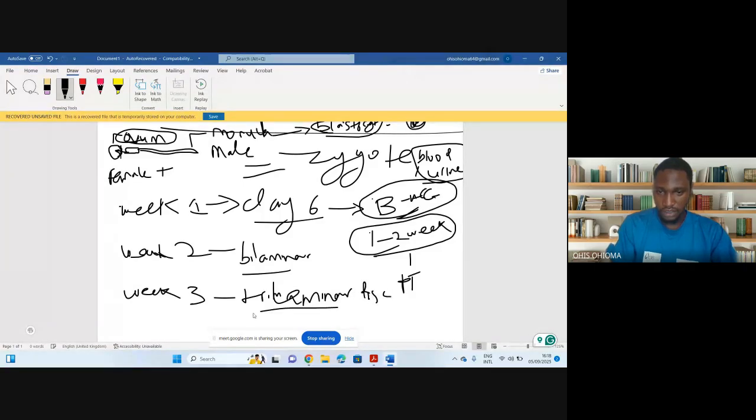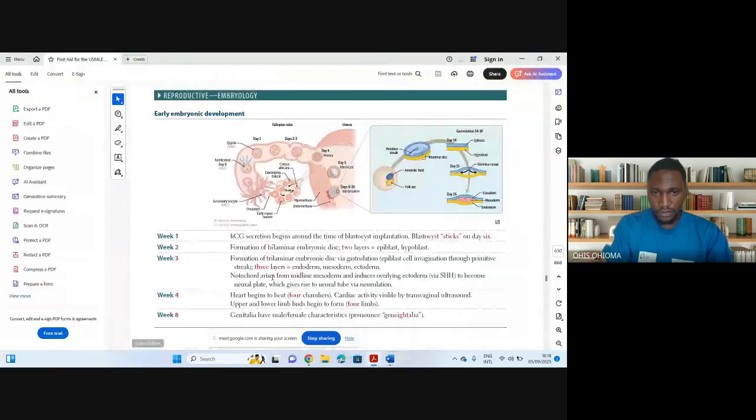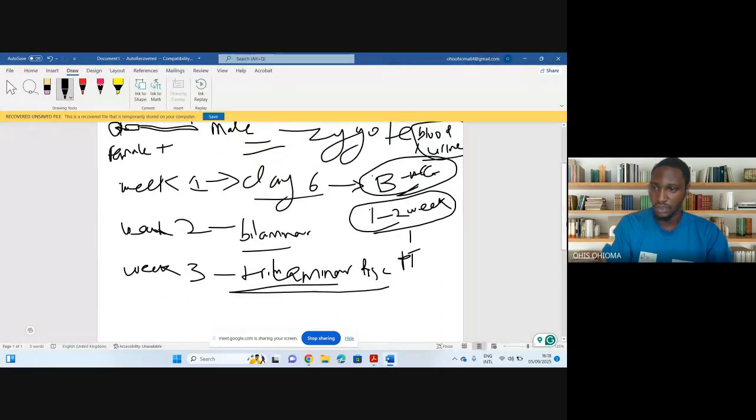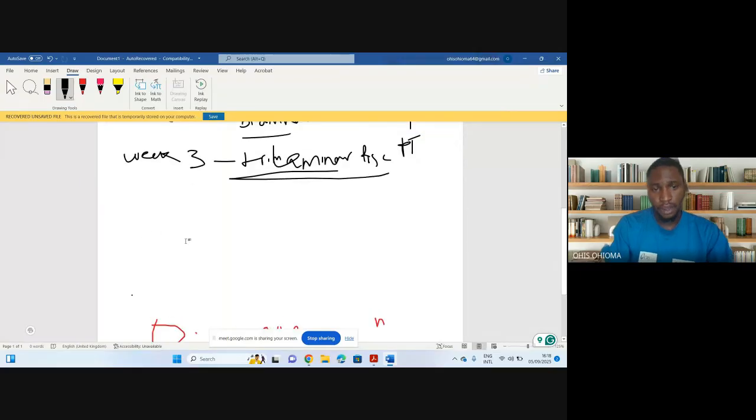So the trilaminar disc is formed basically in week 3, as you can see here. One significant thing that happens in week 3 is a process called neurulation. Neurulation occurs in week 3. So what happens? The epiblast that is formed now, the primitive streak is here.